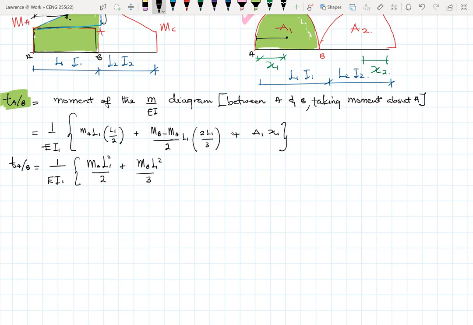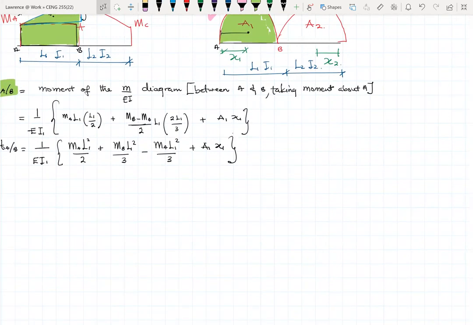Then minus M sub A L1 squared over 3. It's 2 over 6, so 2 over 6 is 1 over 3. All right. Then plus A1 X1. So we can summarize this into, again, 1 over E I sub 1, bracket open. Let me bring the A1 X1 forward here. It doesn't really matter, I'm just trying to rearrange everything.